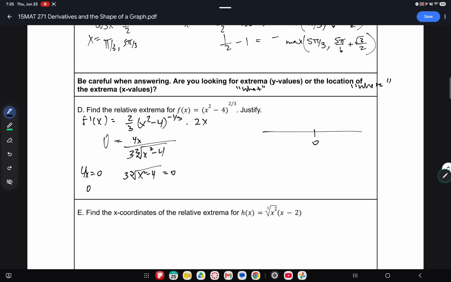It has a multiplicity that is odd, so it's going to cross on either side. And then we're going to look at this as well. So I can divide both sides by 3 and then cube both sides, and I'll be left with x squared minus 4 is still 0. So x is going to be plus and minus 2. Now, because it creates a 0 in the denominator, it's going to create a vertical asymptote.